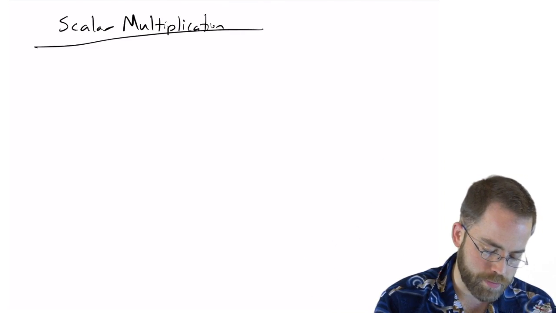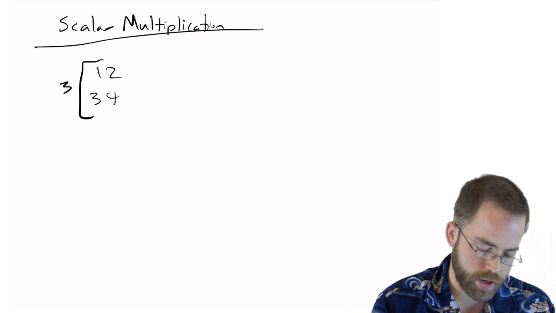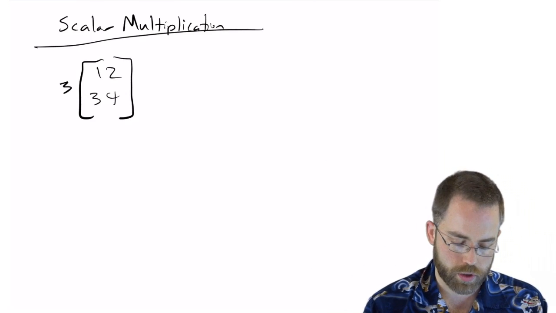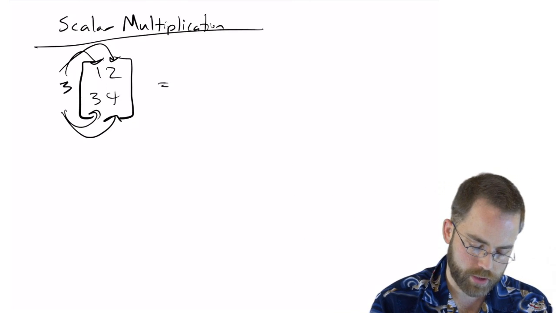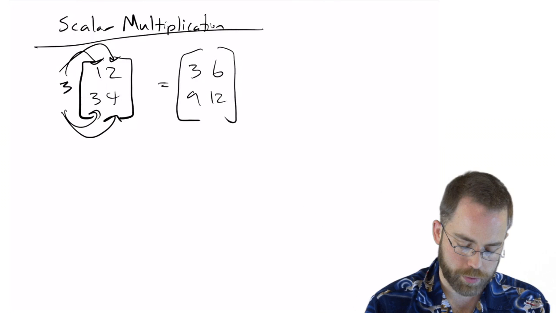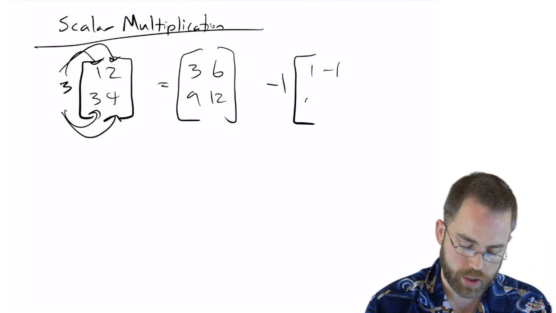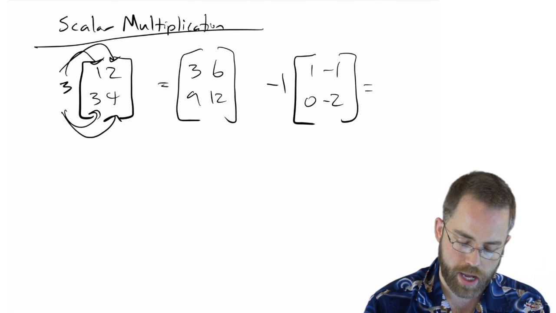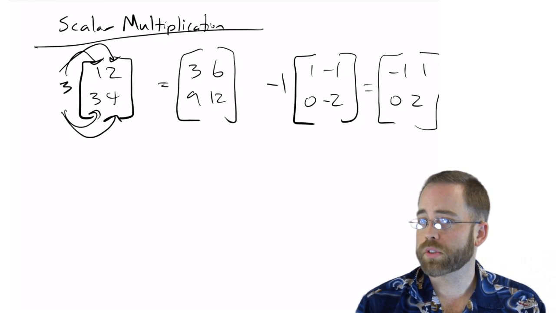This is when you just have some number out in front of your matrix, and it can be positive or negative. So if you have 3 times 1, 2, 3, 4, then you're simply going to multiply every single element by 3. So that's going to be 3, 6, 9, 12, like so. And it could have been a negative. Obviously, like we just did, if you're able to subtract matrices, then you can multiply by negative and then add. So that's going to be negative 1 and 1 and 0 and 2. And we just multiplied every element by negative 1. Okay? So that wasn't too bad.